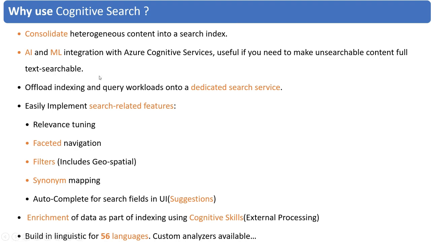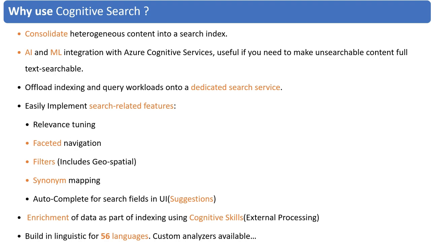You can offload your indexing and query workloads onto a dedicated search service instead of querying on your data stores like SQL DB and Cosmos. You can offload those querying and indexing loads on Azure search service. Now there are a lot of search related features like relevance tuning, so you can configure or tune how you want to populate your search results based on relevance.